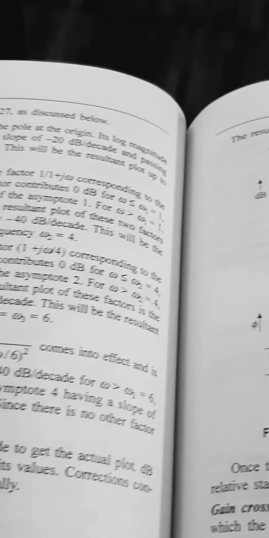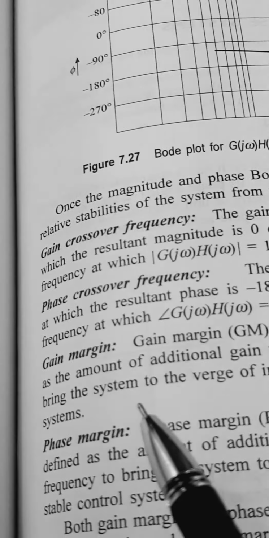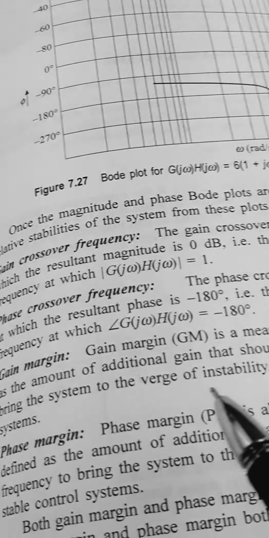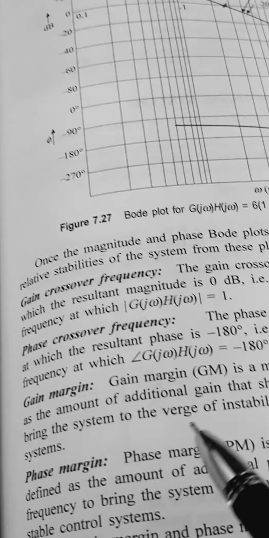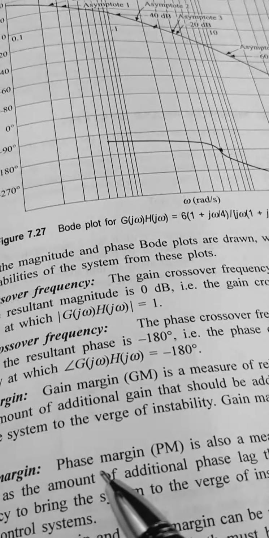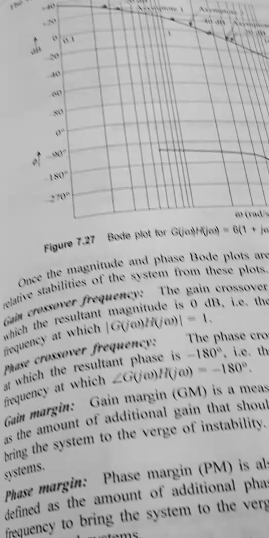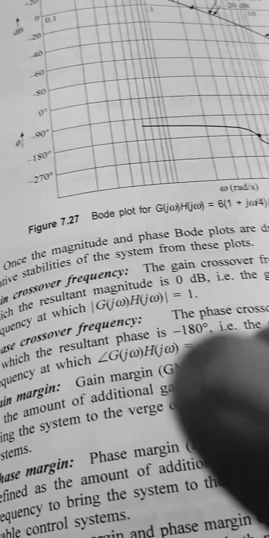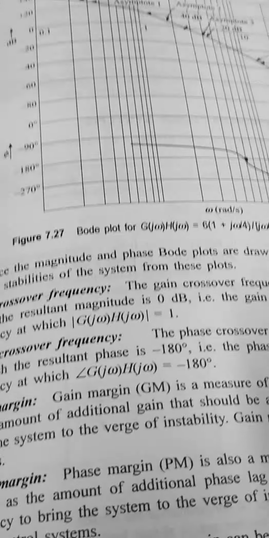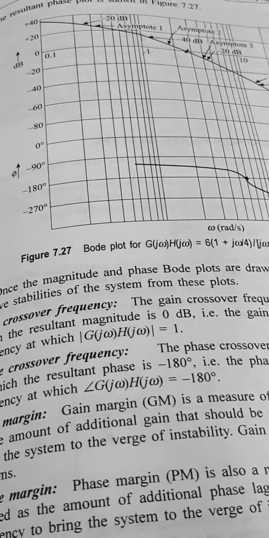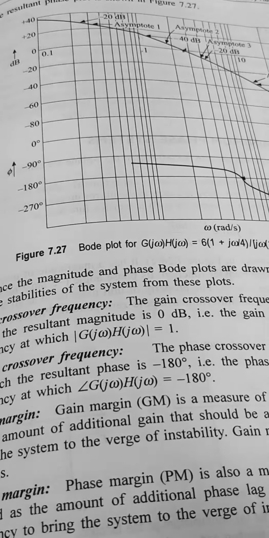Here, the last explanation about gain margin, phase margin, all those things. There, the term is bring the system to the verge of instability. Verge means it is the border of instability. That means if you go beyond that, it will become unstable. So we should bring the system till the border of instability.